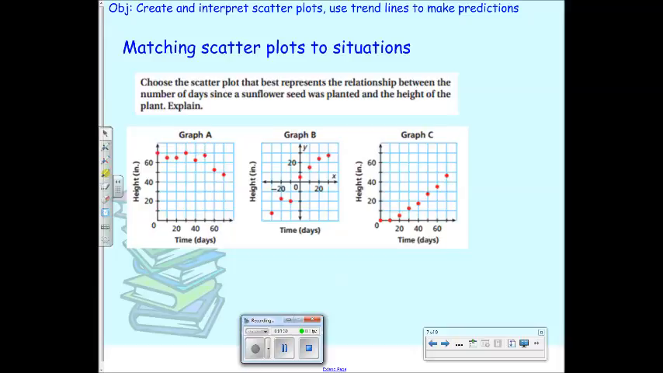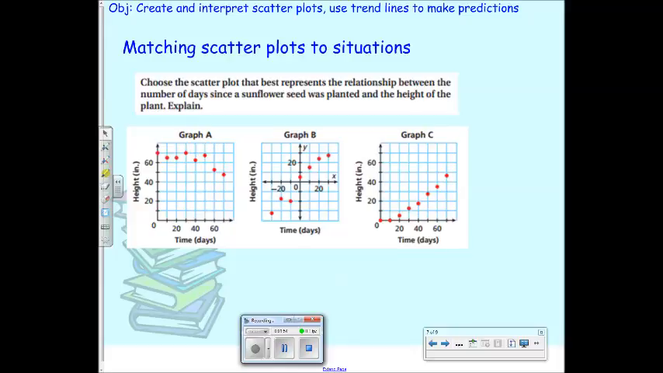How do you know that it cannot be graph B? Because it's just not. It's on a coordinate plane. Montrell? It's negative. Can your sunflower ever be negative 20 inches tall? No. All right, so you can't have a negative height, nor can you go back in time and plant it negative 20 days ago, right? Maybe you can, and if you can, more power to you.